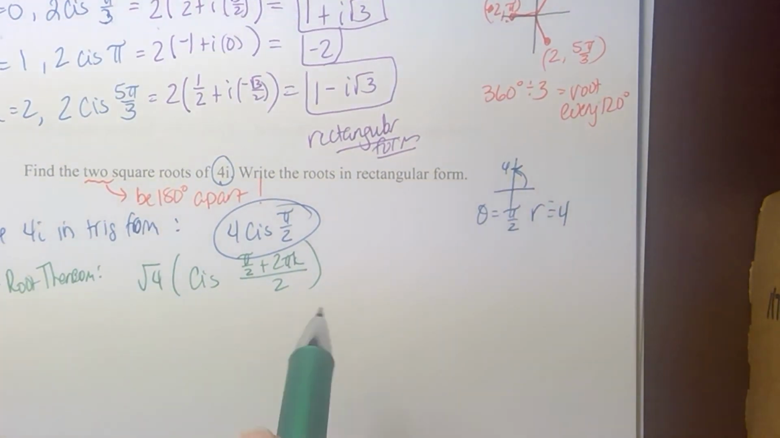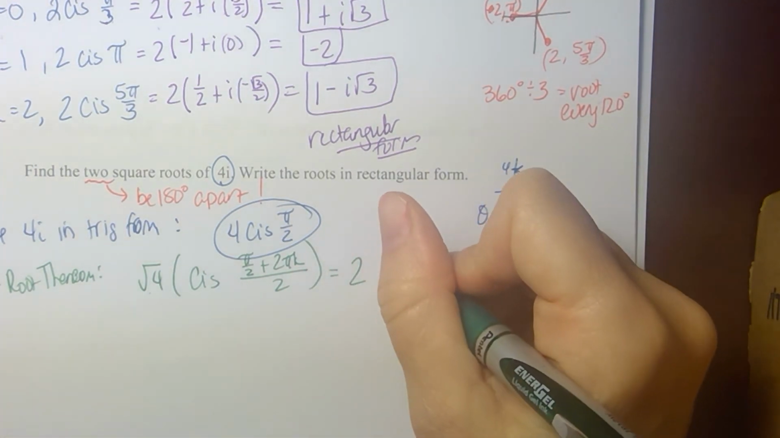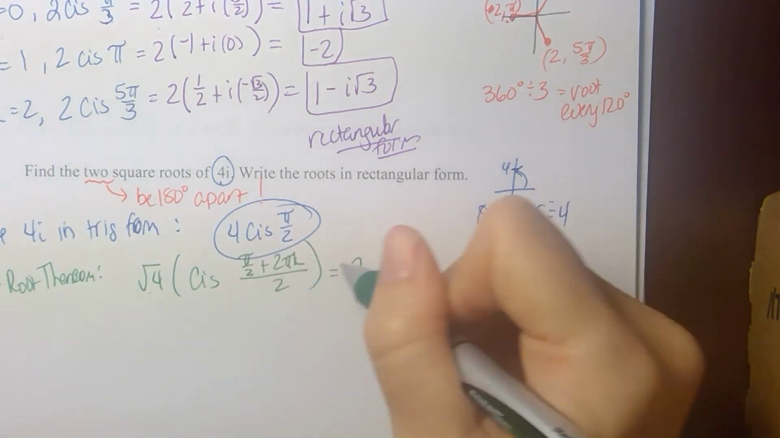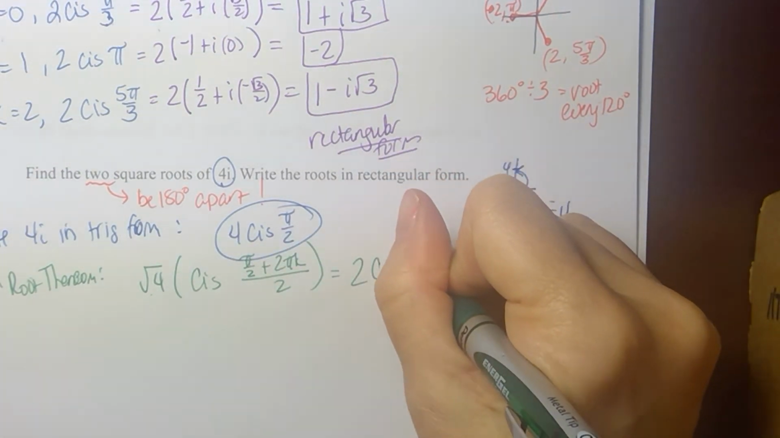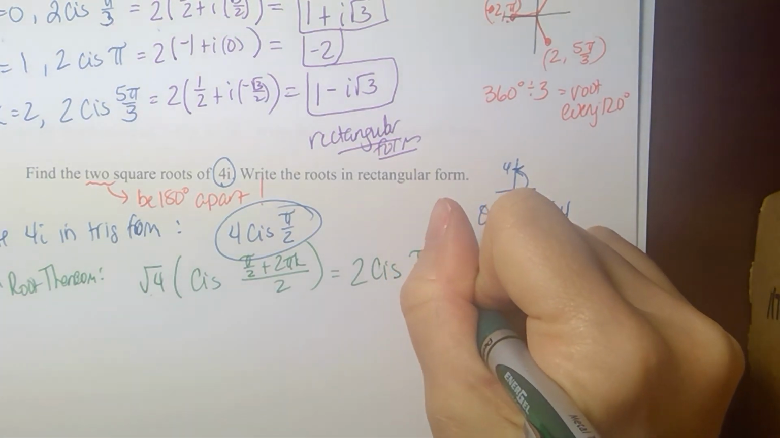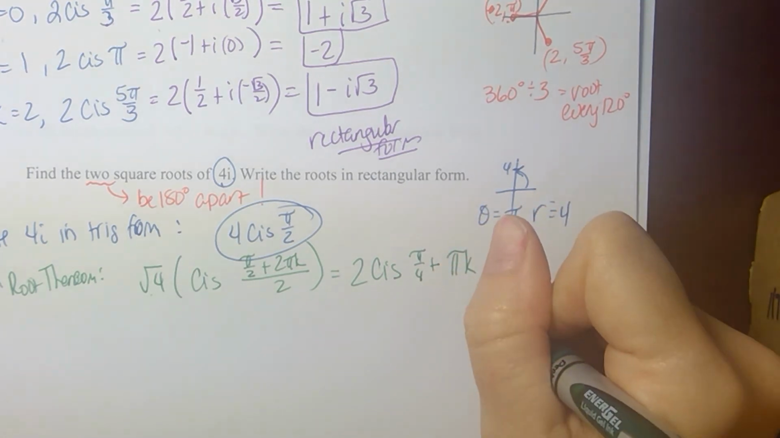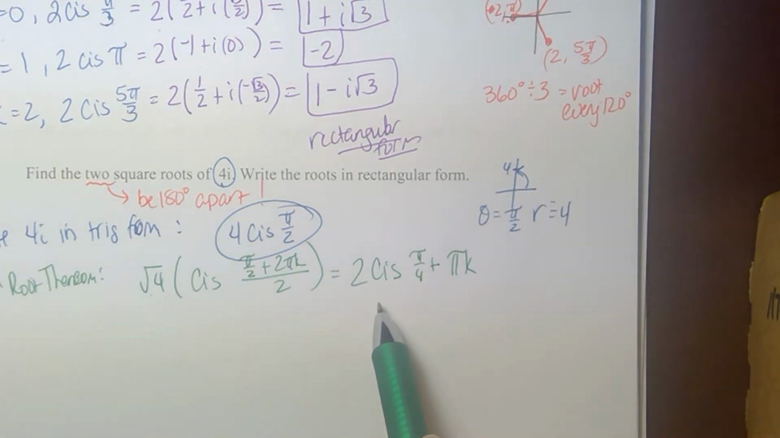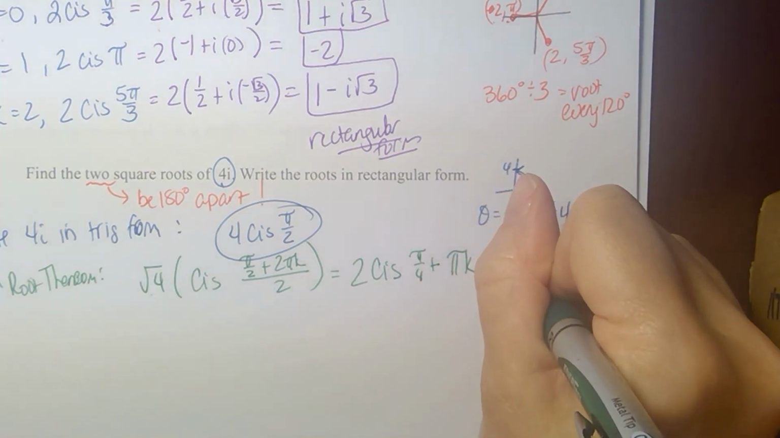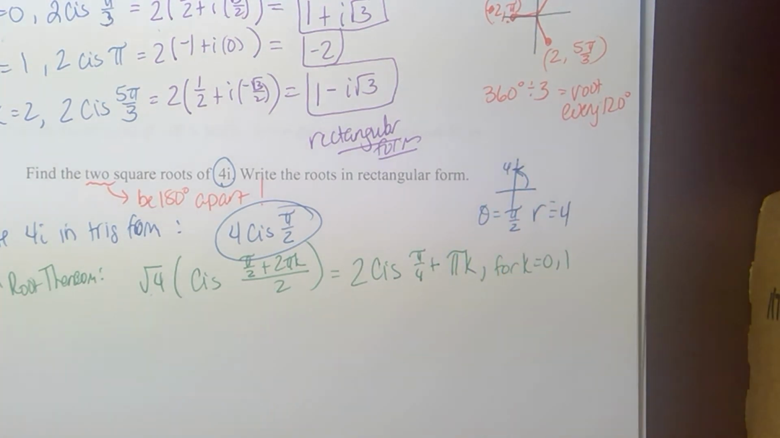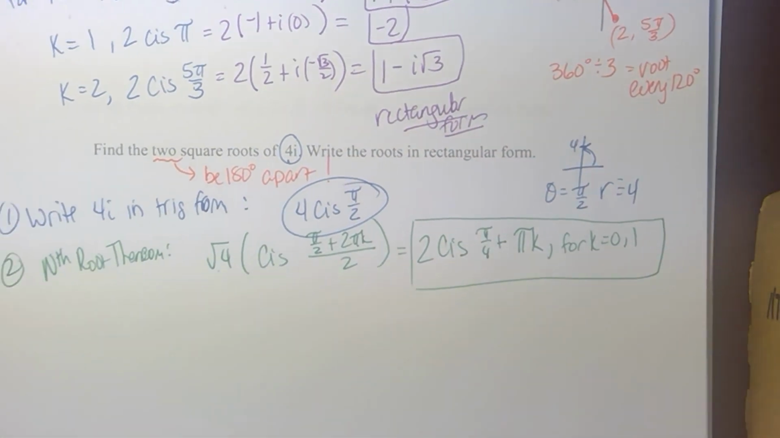Well, what does that turn out to be? This turns out to be 2 because the square root of 4 is 2. And then this piece would be cis, half of pi half is pi fourth, plus 2 pi k divided by 2 is just pi k. And how many roots am I going to find? Well, I'm finding the square root, so there's just 2 of them. So we need k equals 0 and k equals 1. This is what I'm working with right here.